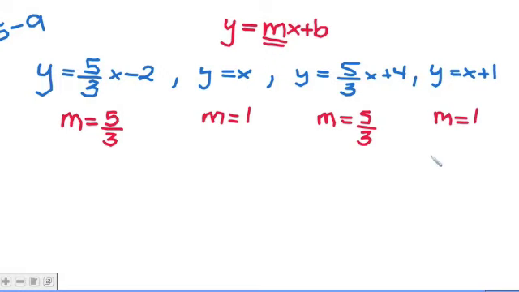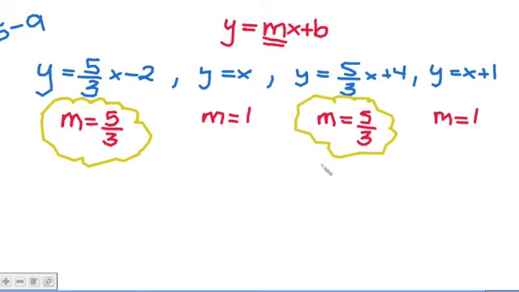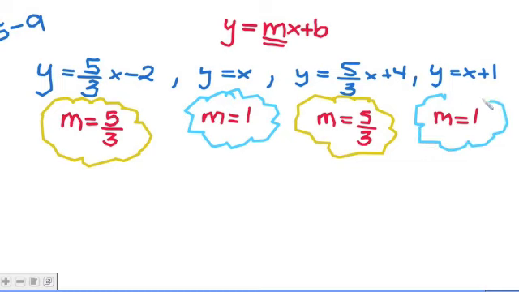So I actually have 2 pairs of parallel lines here. The 2 that are parallel are the ones that have the same slope. So this one and this one are parallel, and that's because they have the same slope. And likewise, this one and this one are parallel because they have the same slope.